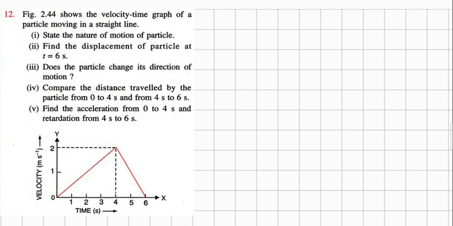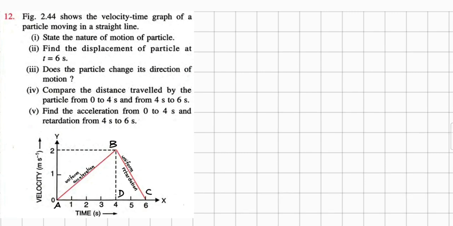Question number 12. Velocity time graph is given to you. I'll label the graph. Okay. State the nature of motion of the particle. In AB it is uniform acceleration and in BC it is uniform retardation. I have written it on the graph itself. Second question, find the displacement of the particle at 6 seconds. Displacement of the particle, that is the total area of the triangle ABC.